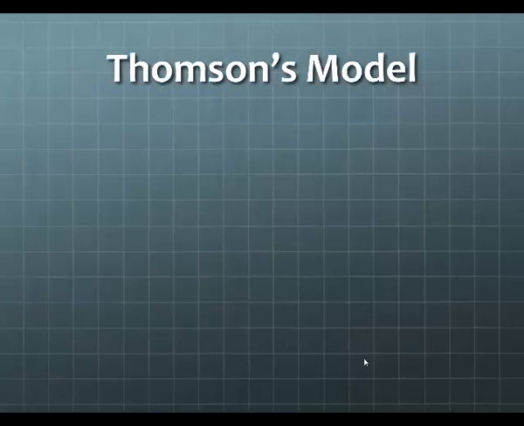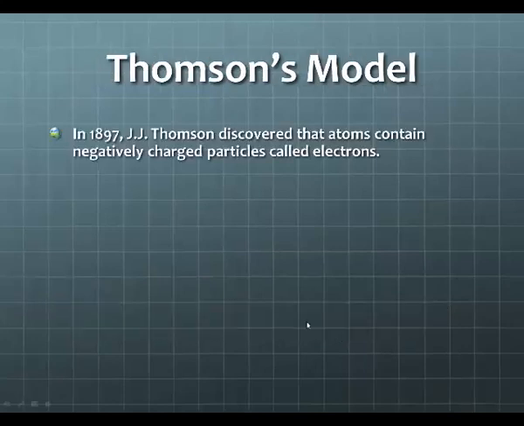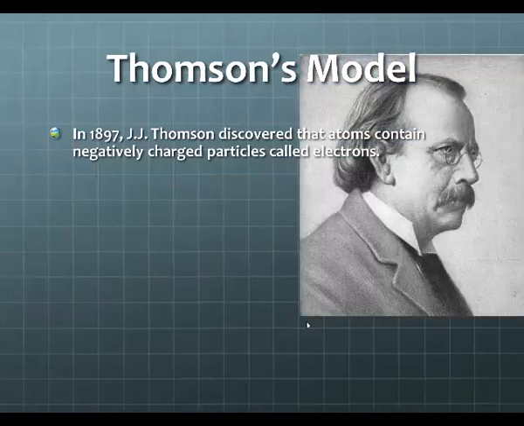Thomson's model. In 1897, J.J. Thomson discovered that atoms contain negatively charged particles called electrons. So he made that discovery. There are some negative charges that are floating around inside of an atom, and he called those negatively charged particles electrons. Here's a picture of Thomson.